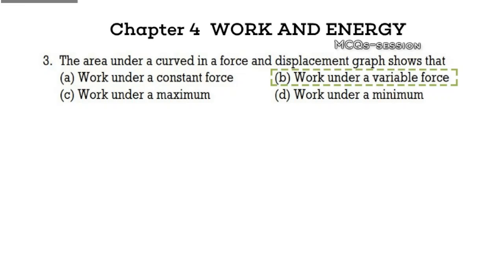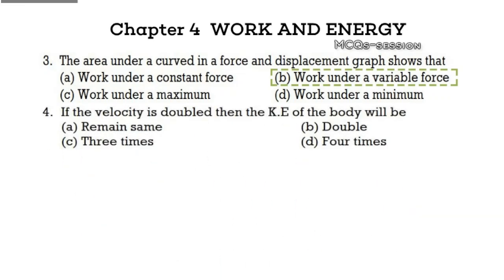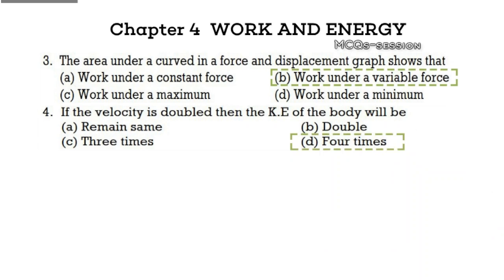over a certain displacement. Question 4. If the velocity is doubled, what happens to the kinetic energy of the body? Options: A, remains the same, B, doubles, C, triples, D, quadruples. Pause the video and take a guess. The correct answer is D, quadruples.